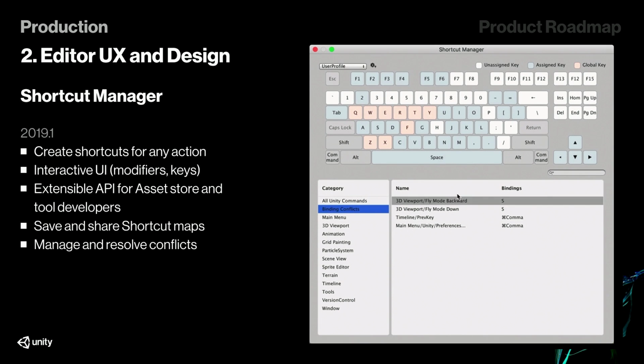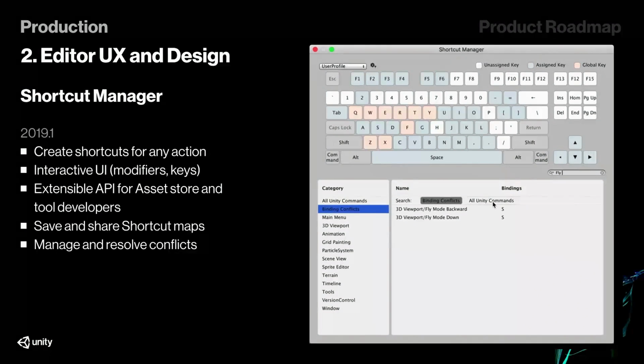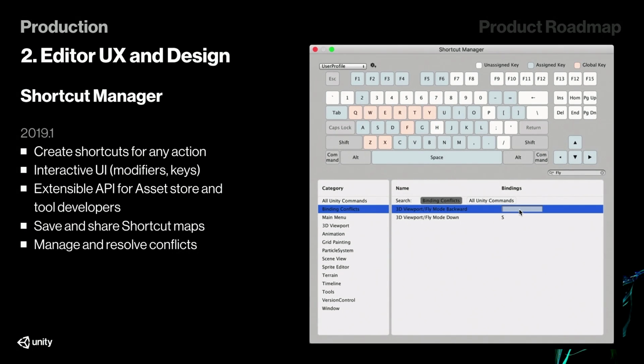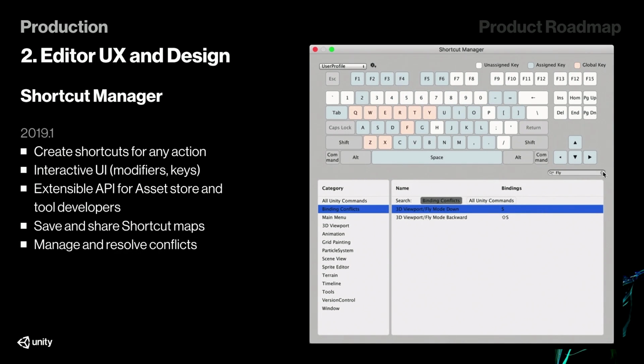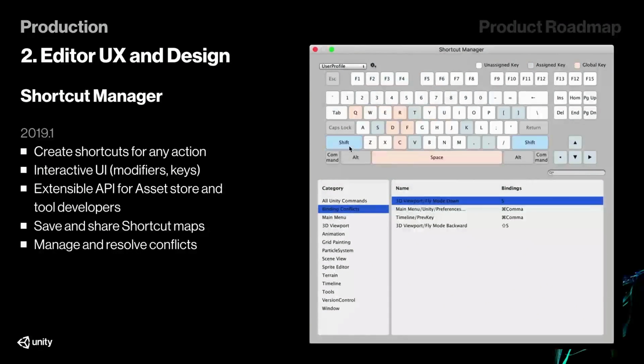So the shortcut manager is the first part of this in 2019.1. It's very cool. It's something that sounds really basic, but we haven't had it in Unity just yet. So it's very good that we now do. You can create shortcuts for any action. You can use the interactive UI, which has modifiers and keys.